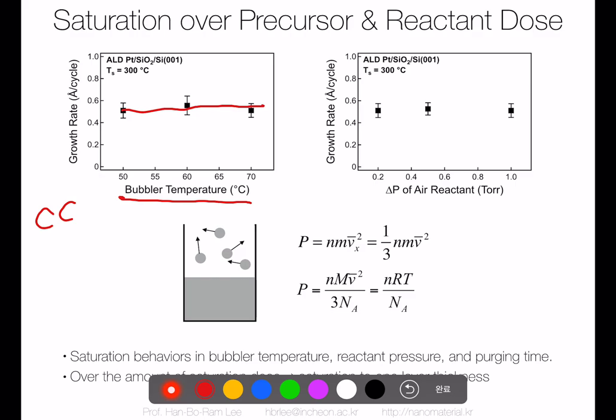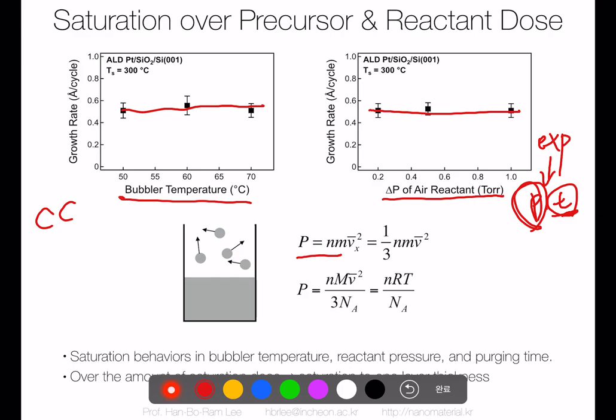And then there is dose, which is defined by exposure, and exposure is defined by pressure times time: exposure pressure and exposure time. We typically control this, and we can control the pressure instead of the time. So even if the pressure of the counter reactant is increased, the growth rate is the same. The pressure is increased by increasing the temperature.